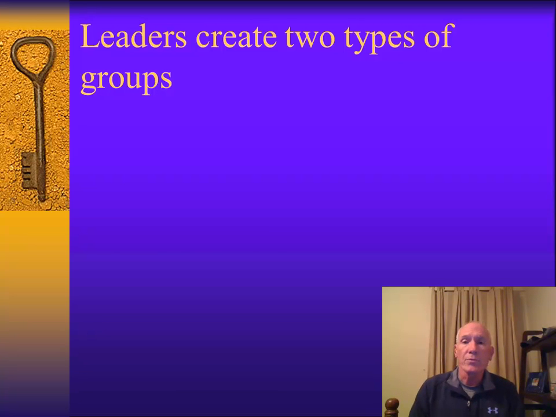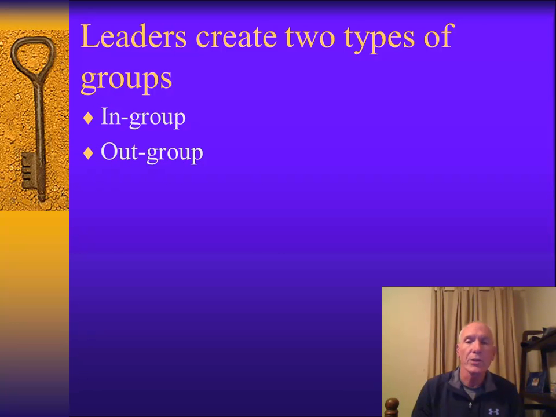Leaders create two types of groups. We've all probably been in both of these groups at one point or another, although we can only typically be in one group at a time. There is an in-group and there is an out-group. As the name implies, the in-group is more favored by the leader. The out-group is less favored by the leader. And again, if we reflect upon our experiences in organizational life at various times with various leaders, we've either been in the more favored in-group or the less favored out-group.